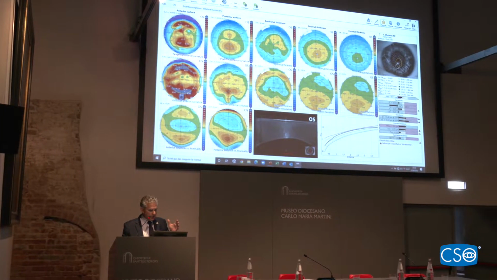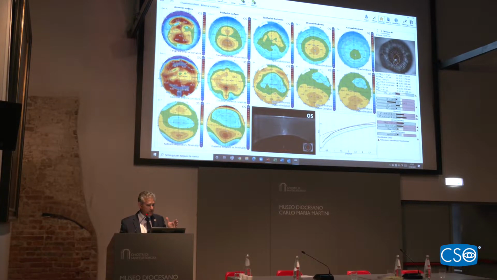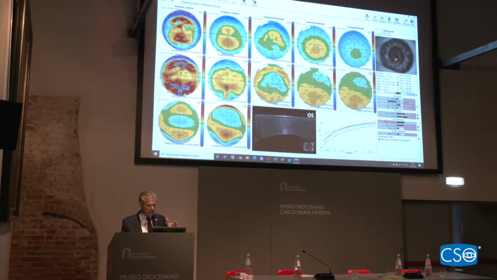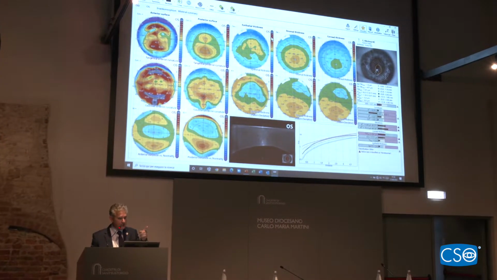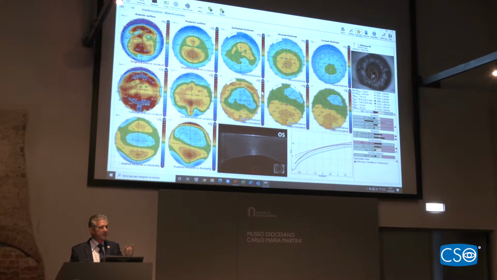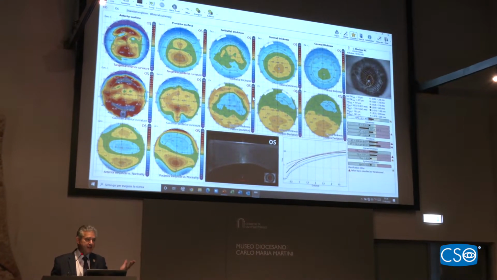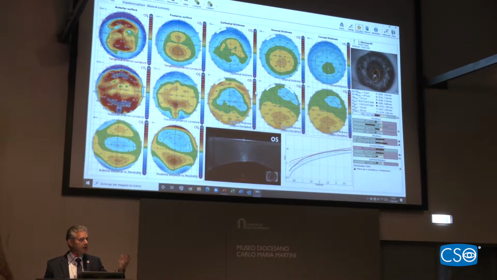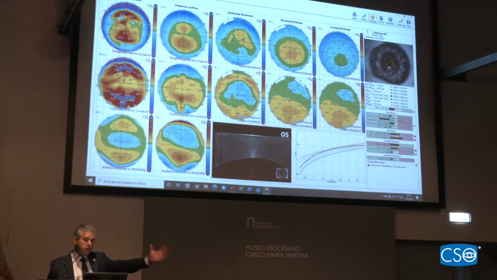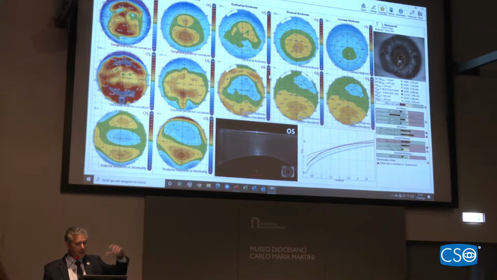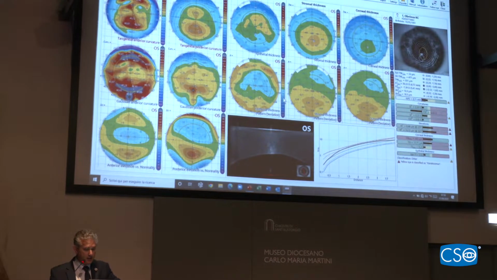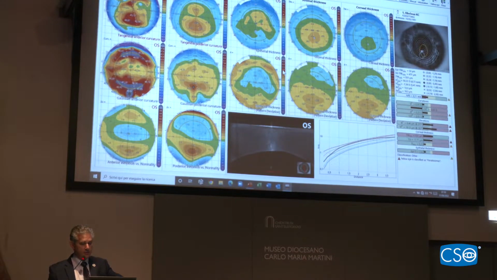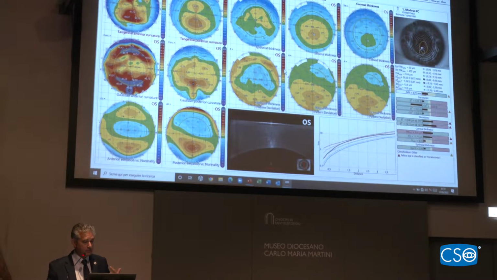These three maps are from the anterior surface. These three maps are of the posterior surface. These two maps are the epithelium. The top one is the epithelial thickness, and the bottom one is the pattern deviation map. So like on a glaucoma, you know, you're one standard deviation or two standard deviations from normal. Well, here blue is two standard deviations thicker, and red is thinner than normal, okay?